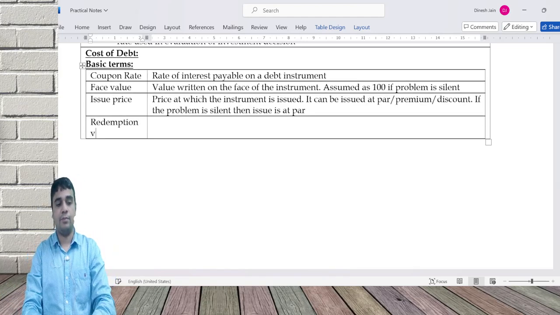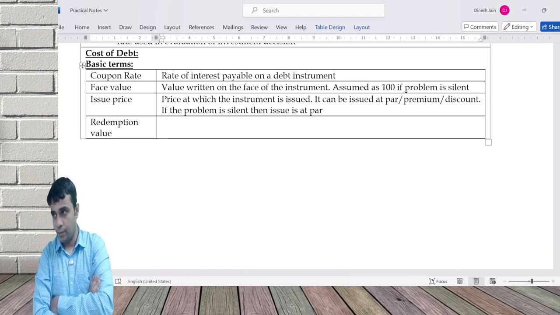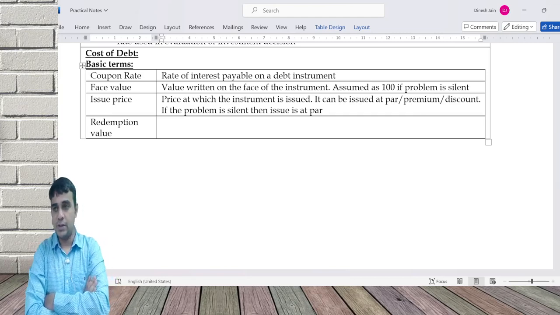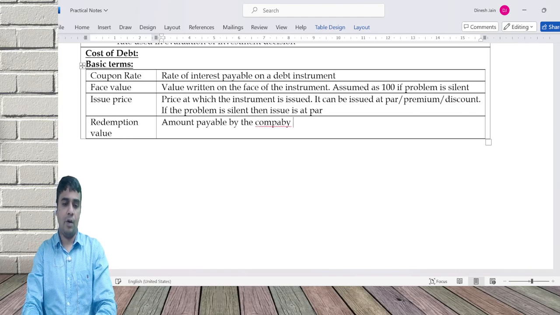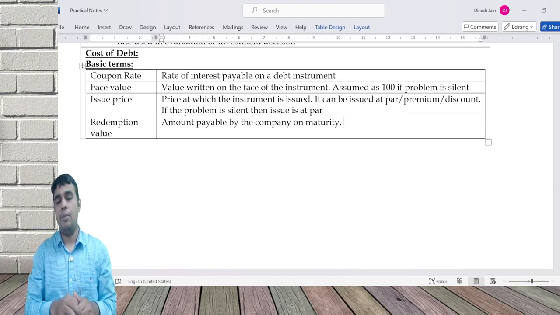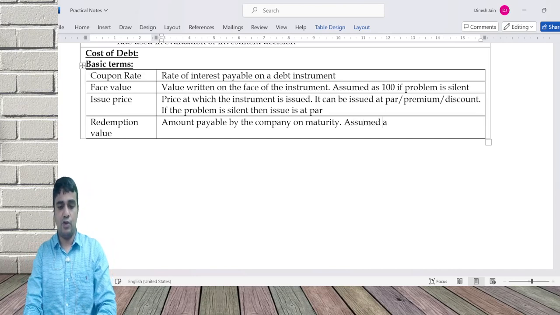Redemption value. What's the meaning of redemption value? Value at which the company is going to buy back or repay on maturity. Amount payable by the company on maturity. Assumed as par if the problem is silent. Redemption will be at par if the problem is silent.